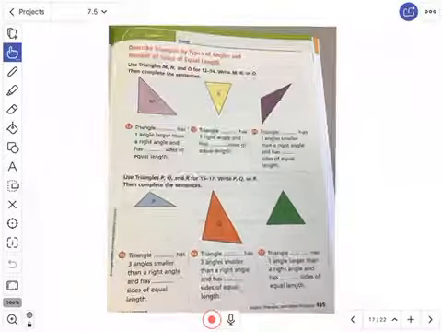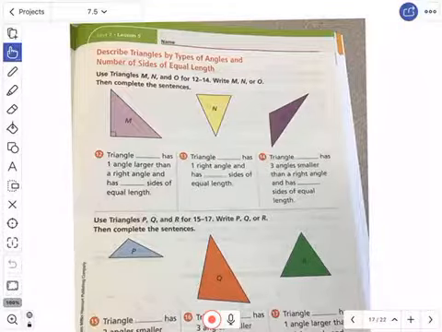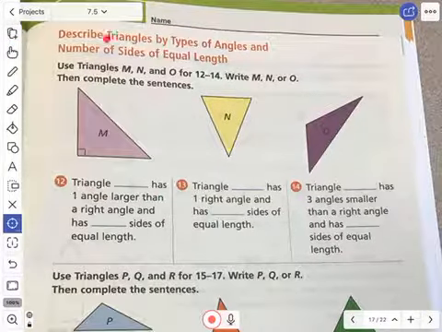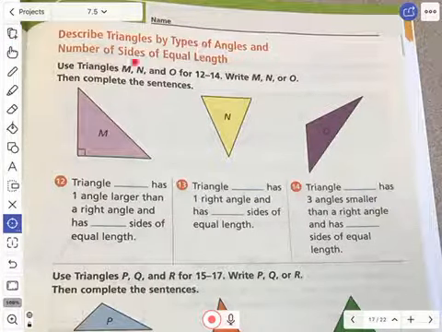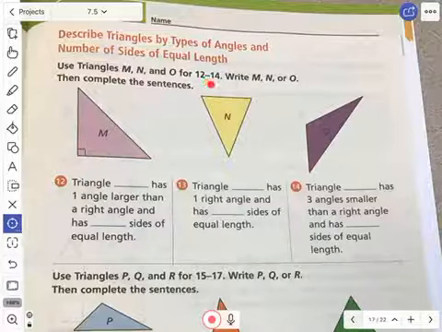And then your last page that you're going to be working on for this, just to make sure I'm looking through my math book. Yep. Last page for this lesson today is this one. Describe triangles by types of angles and number of sides of equal length. So use triangles M, N, and O for questions 12 through 14. So 12, 13, and 14. Write M, N, or O.